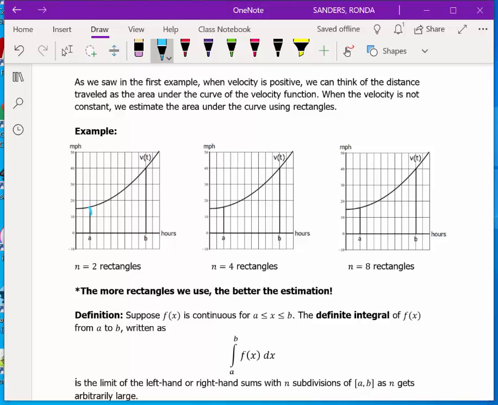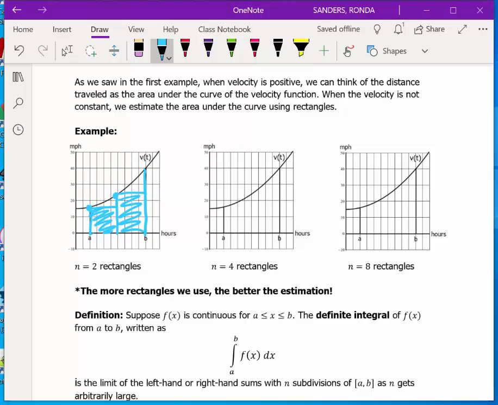We take the interval from A to B, separate it into two equal subintervals, and use the value of the function on the left as the height of our rectangles. We could then use the area of those rectangles to represent our area under the curve. But you'll notice that this calculation does not give us a very accurate area under the curve.